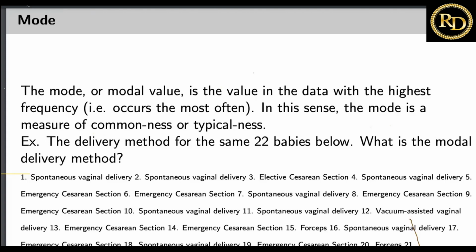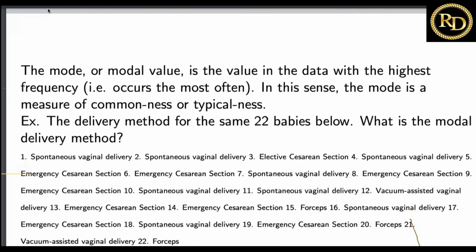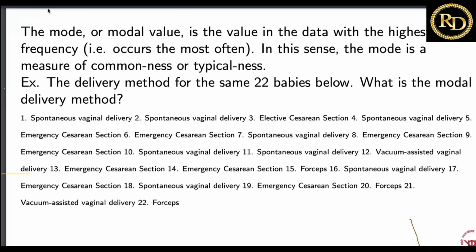So the first type of measurement is the mode, that is a measure of central tendency. Mode is very rarely used in research articles. What is mode? Mode is something which comes very frequently. Here you can see that the delivery method for 22 babies is given below. What is the modal delivery method? Means by which method most deliveries are happening in a particular hospital. So in this case, you can write down the mode of the data.